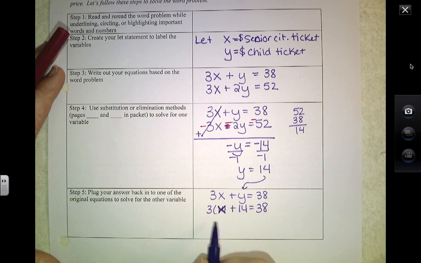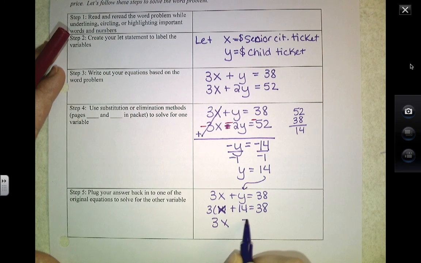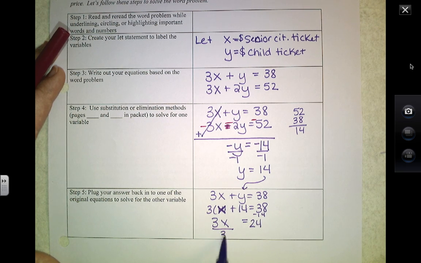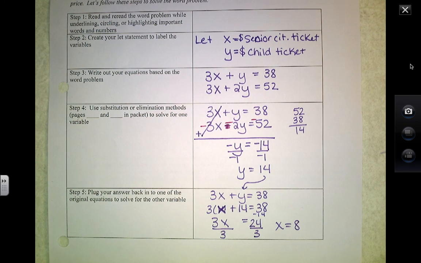I almost started plugging it in for x. So now we have 3x equals, if we subtract 14, we get 24. Divide by 3, and x is equal to 8. Okay? So now we have discovered the cost of a senior citizen ticket and the cost of a child ticket.